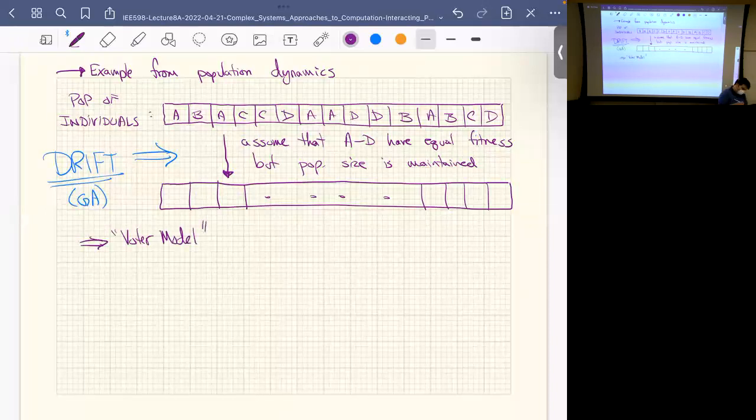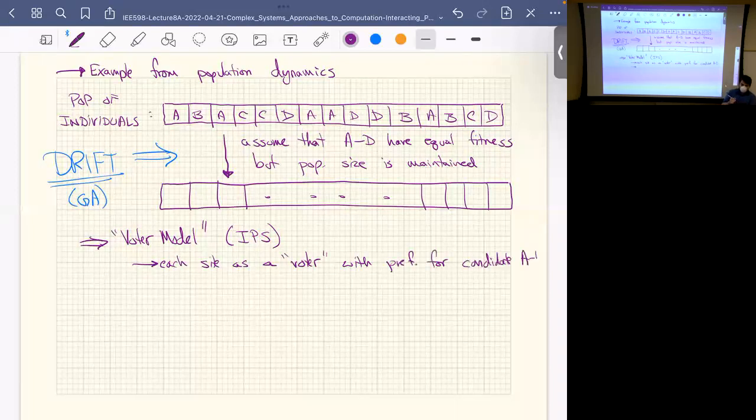And so what is a voter model? This is an interacting particle system. In a voter model, we can think of each site as a voter with preference for candidate A through D. But then these voters can interact with each other. At the next instant of time, each individual at each site is going to, with some probability, let's call it probability gamma, pick a random opinion from some neighborhood around that individual.